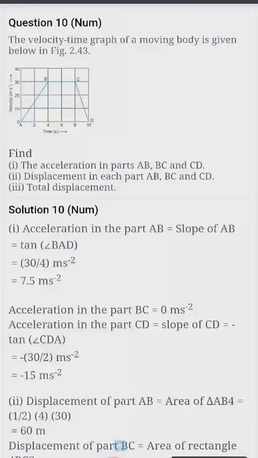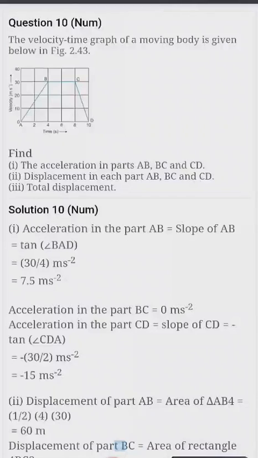AB, now coordinates of A are 0, 0, coordinates of B is 4, 30. So when you subtract y2 minus y1, you get 30 minus 0 upon 4 minus 0. So that will be 30 upon 4. Answer will be 7.5. Remember the unit is meter per second square.